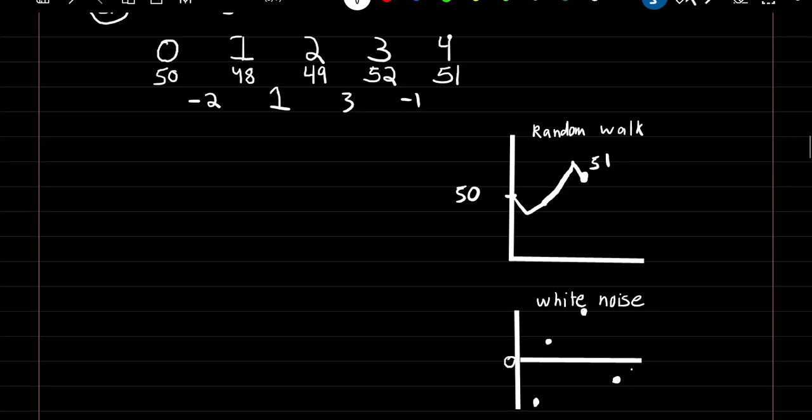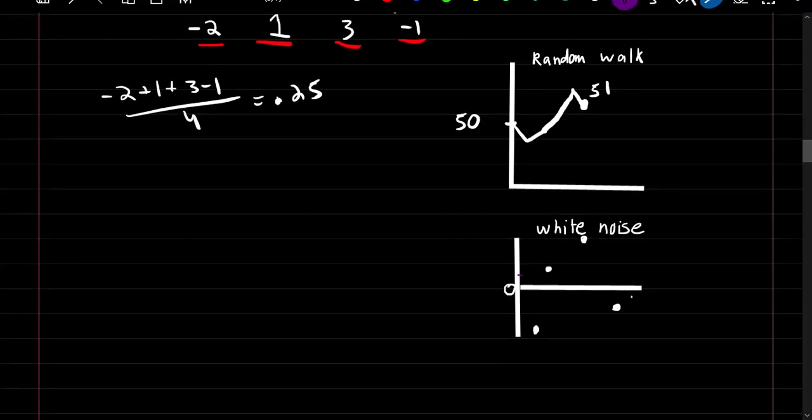Now if we want to make a prediction, the first step would be to find our drift term. The drift term we said is just the average of our white noise values, which is just going to be these values here. So if we average these values, -2 plus 1 plus 3 minus 1, divided by 4, we'll get a value of 0.25. This is the same as saying that the average of our white noise values is going to be 0.25. So on average, we expect our stock to increase by 0.25 over each interval.